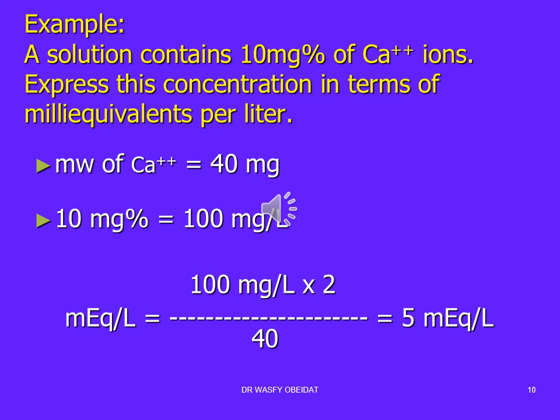Therefore we can use the first formula in slide 4, and also we convert the 10 milligram percent into milligrams per liter as we did in the previous example, and we just input all the values in the first formula, and the result will be 5 milliequivalents per liter.